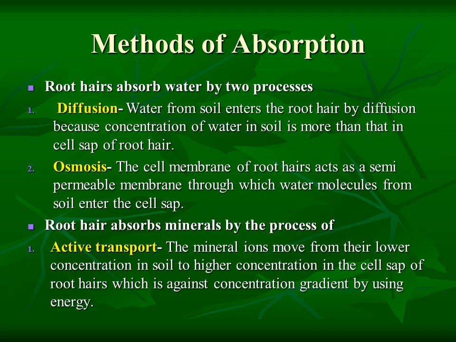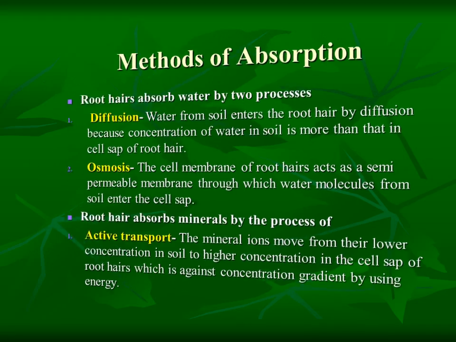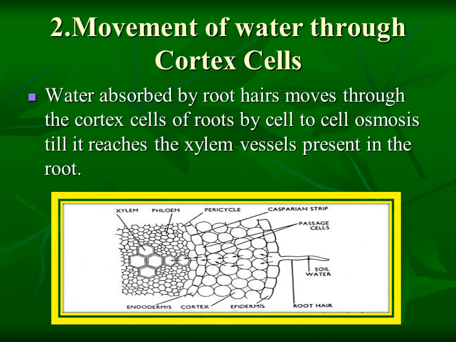Now, the second thing, the root hair absorbs minerals by the third method, active transport. Here the mineral ions move from their lower concentration in soil to higher concentration in the cell sap of root hairs, which is against the concentration gradient, and it uses energy to do so. We have already studied what is active transport, and the root hair uses the same method to absorb minerals. That was all about the absorption of minerals and water by root hairs.